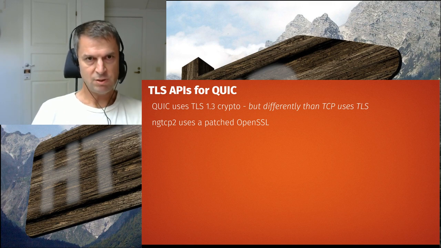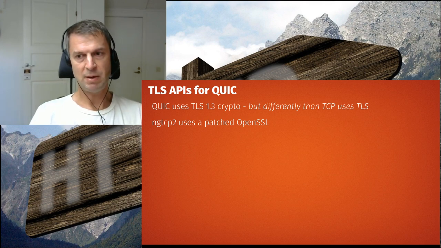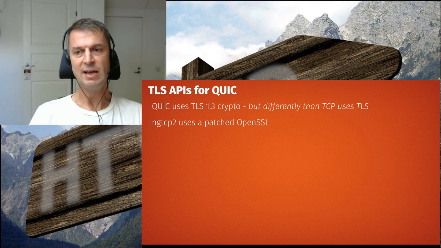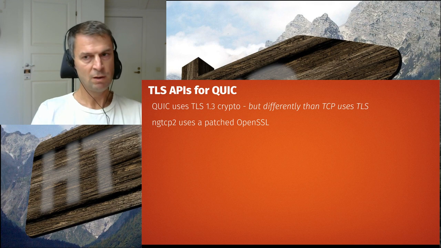So NGTCP2 uses this patched OpenSSL to get that API. According to Tatsuhiro, his API is done in a patchy way, or I don't remember the words he used, but he basically said that he doesn't believe that his way of doing this is going to be adopted by the OpenSSL project themselves. So it's basically a temporary means to get to use OpenSSL for this.